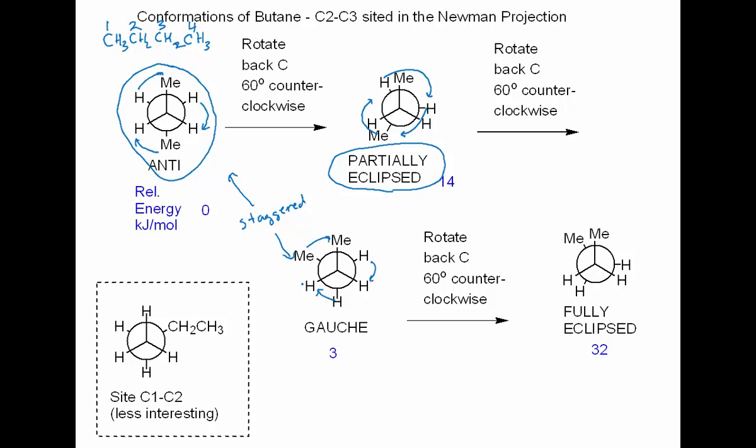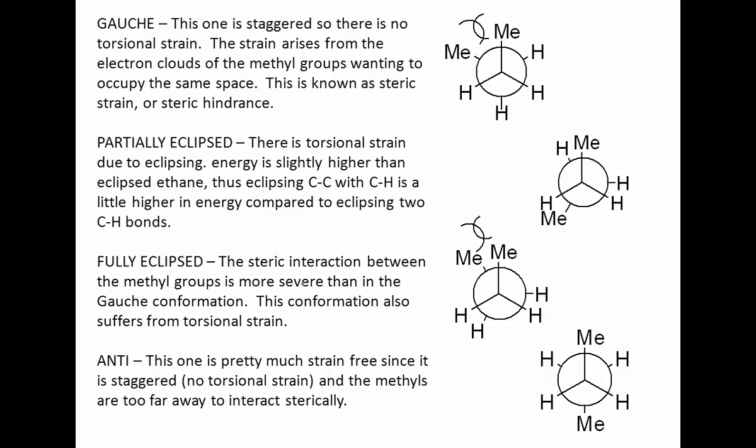Okay, so let's look at the destabilizing effects of these conformations. I have anti at the bottom here, but we won't appreciate its beauty until we look at all the nasty things going on in the other ones. The gauche conformation is staggered, and remember that it's plus 3 kilojoules per mole relative to anti. What's destabilizing the gauche relative to anti is that these methyls are getting close to each other. I just typed out the word Me, but that doesn't really do justice. They have to occupy a certain space with the carbons and the hydrogens. And what we see here is that they're getting close to each other.